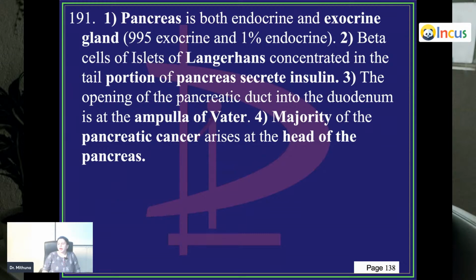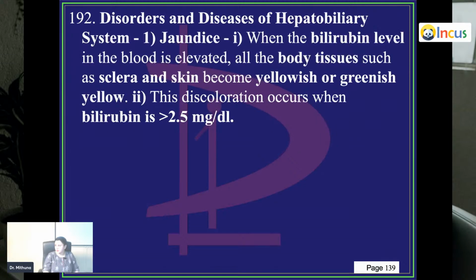The opening of the pancreatic duct into the duodenum is at the angle of Vater. Majority of pancreatic cancer arises at the head. So the tail is in the corner, and more insulin comes from the tail. You have more concentration of beta islet cells there, Langerhans cells there. So the tail is the place where the insulin is produced. But if you talk about carcinoma pancreas, it's more common in the head portion of the pancreas.